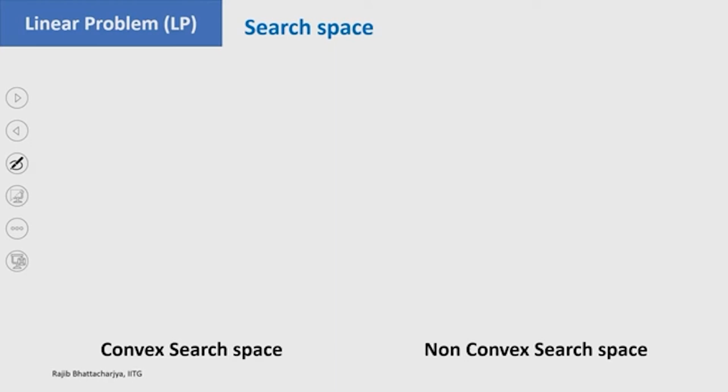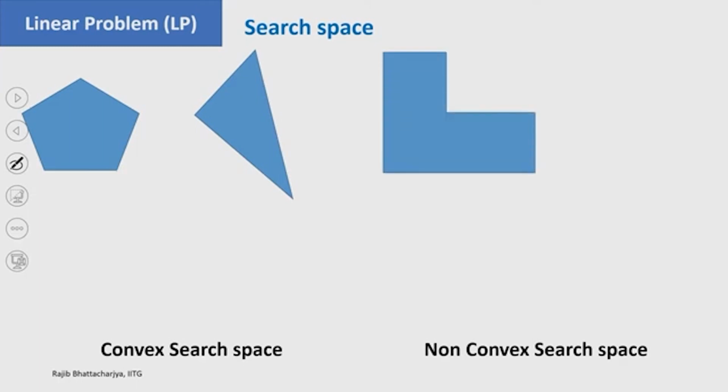Now, let us discuss search space. Okay. So, I will explain what is a convex search space and what is a non-convex search space. So, this is a convex search space and this is also a convex search space. Now, I see that this search space is not convex, similarly this is also not convex. Let me explain why these two are non-convex search spaces and these are convex search spaces.